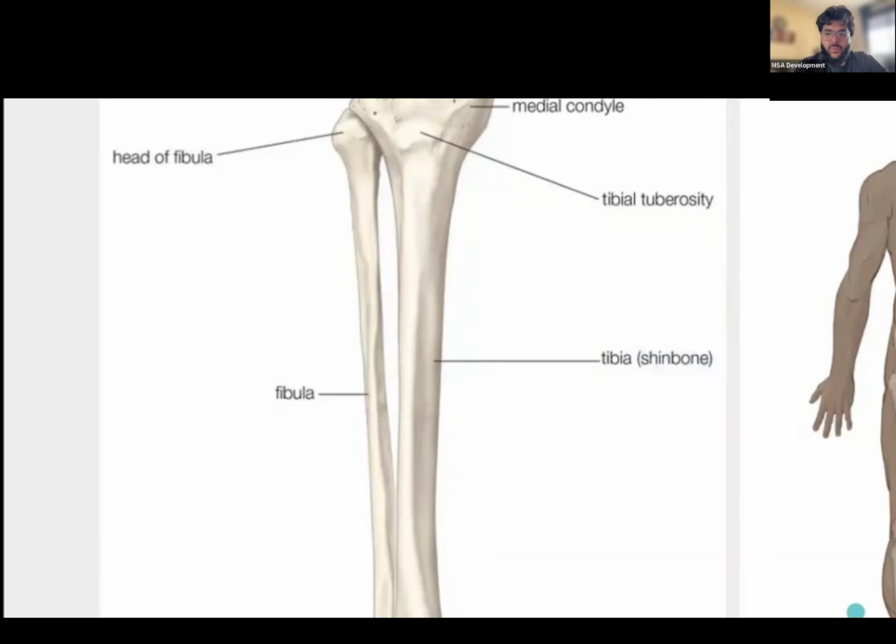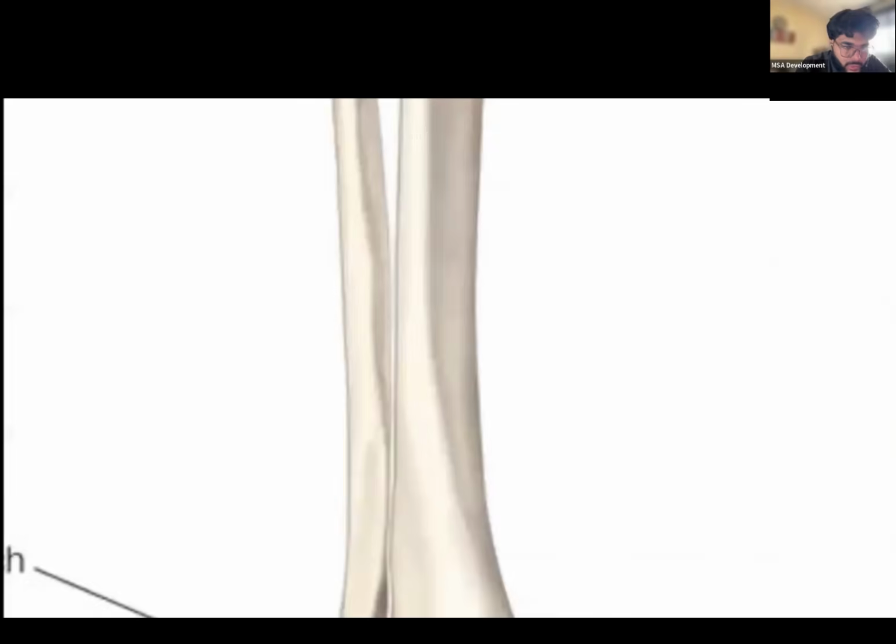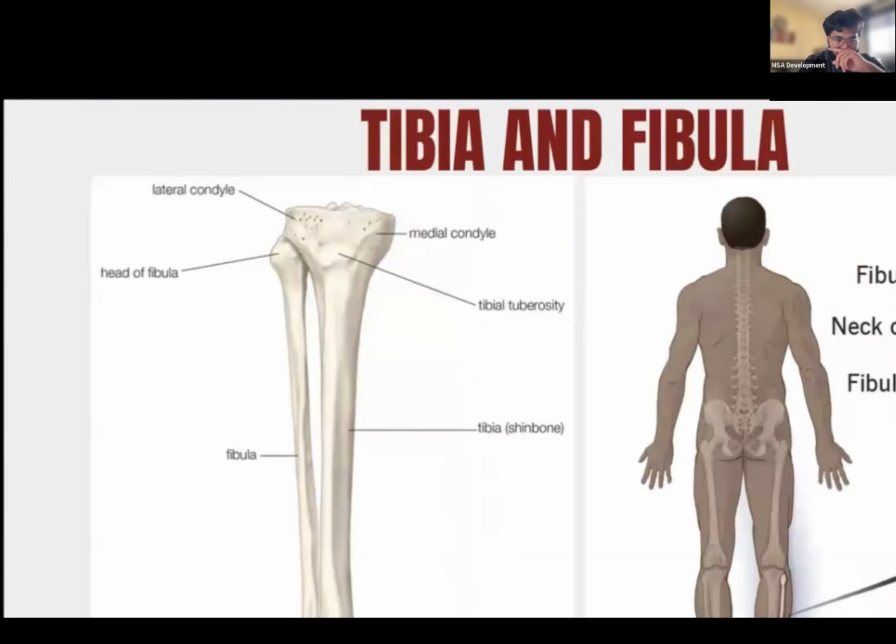Next up, we have our fibula. For the fibula, you don't need to know much. You have the head of the fibula that articulates with the tibia. Then you also have the lateral malleolus, which comes from the fibula. And you have the fibular notch right here between the tibia and fibula. That's all you need to know.